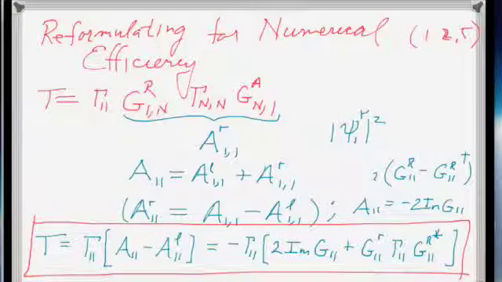But for device modeling, you need not only the transmission coefficient, you also want electron density. And so now let's look at our expression for electron density. So we had that N_j is 2 over A, and that's for spin, the 2, integral dE over 2 pi.